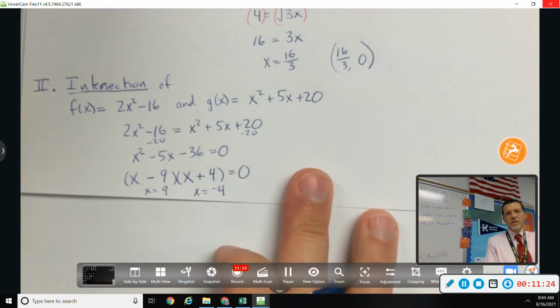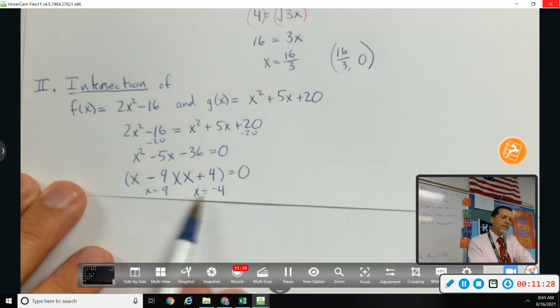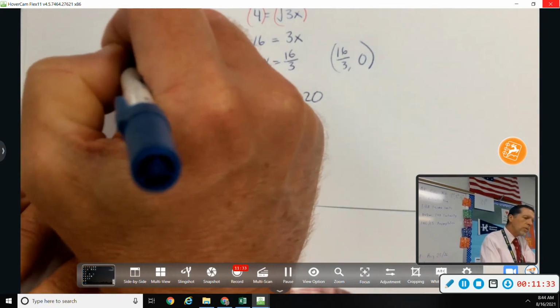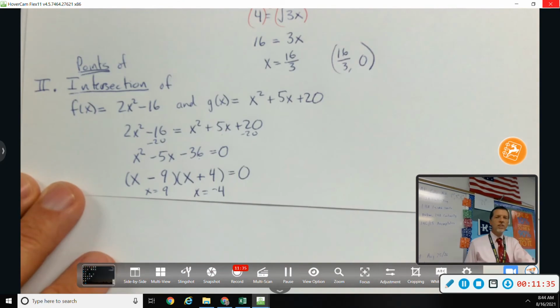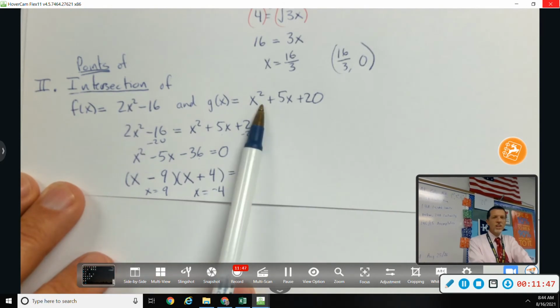I'm writing smaller since I'm at the end of the page. This isn't exactly the type of answer I want. Maybe I should have been more specific because I want the points of intersection. Those aren't points yet. I've got the x, I need the y. So I need to plug it back in. Which one do I plug it back into? The f or the g?